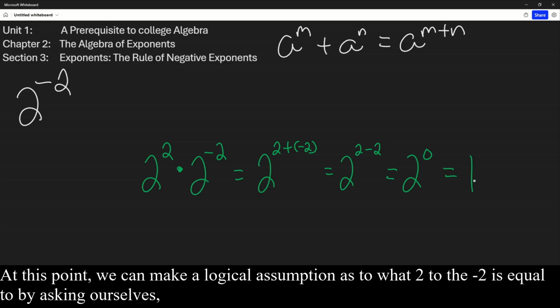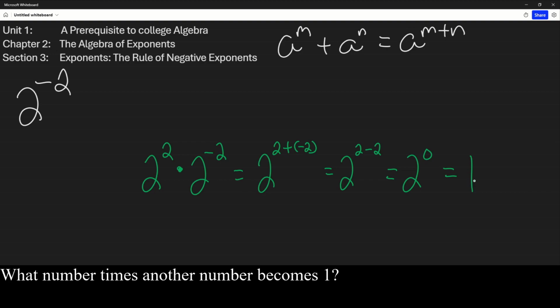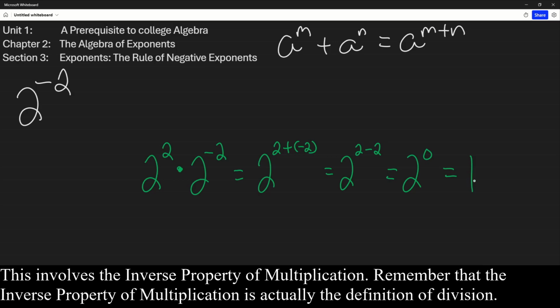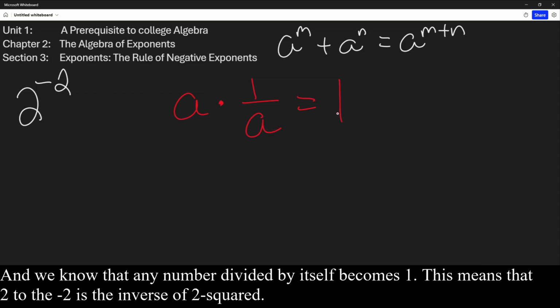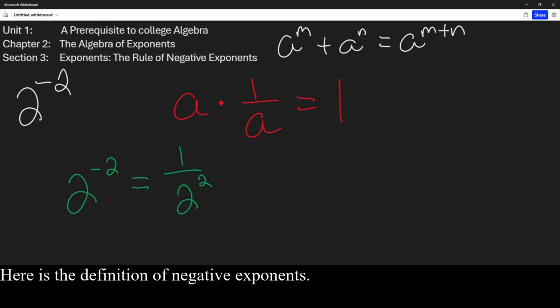At this point, we can make a logical assumption as to what 2 to the negative 2 is equal to by asking ourselves, what number times another number becomes 1? That's an easy question. This involves the inverse property of multiplication. Remember that the inverse property of multiplication is actually the definition of division. And we know that any number divided by itself becomes 1. This means that 2 to the negative 2 is the inverse of 2 squared. Here is the definition for negative exponents.